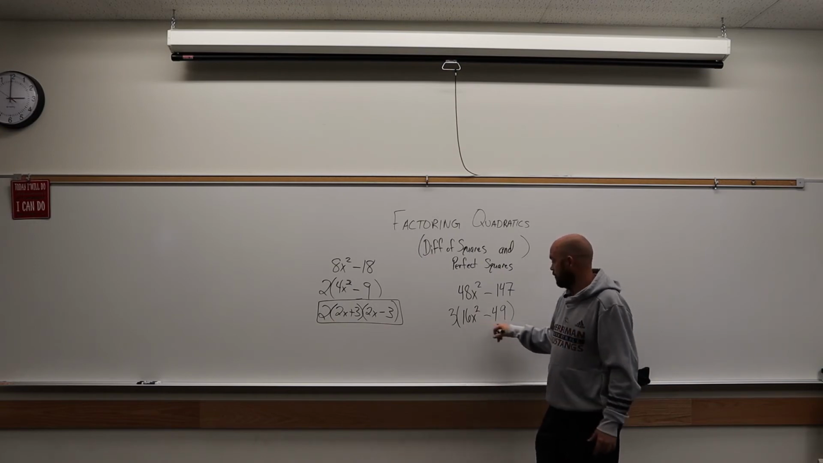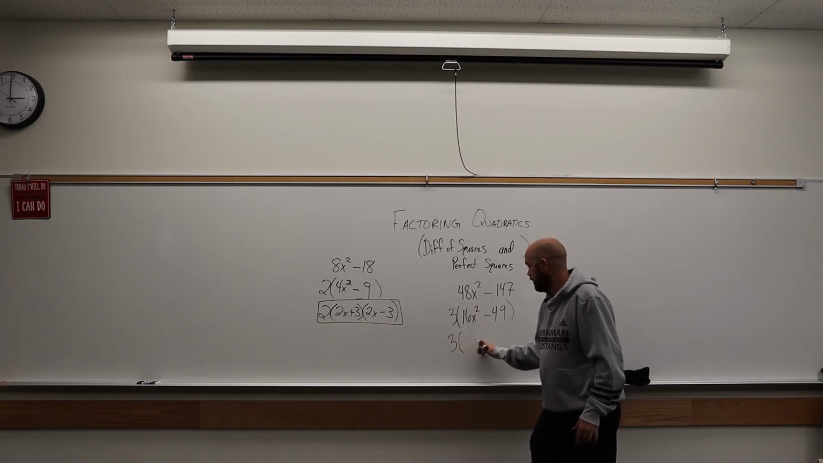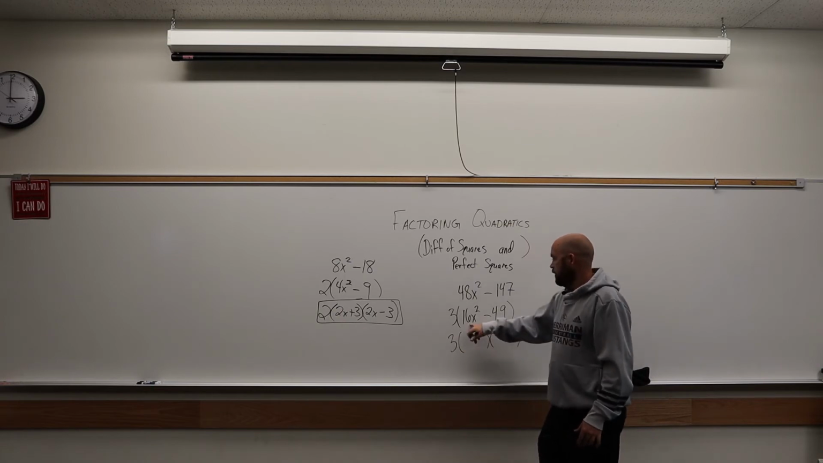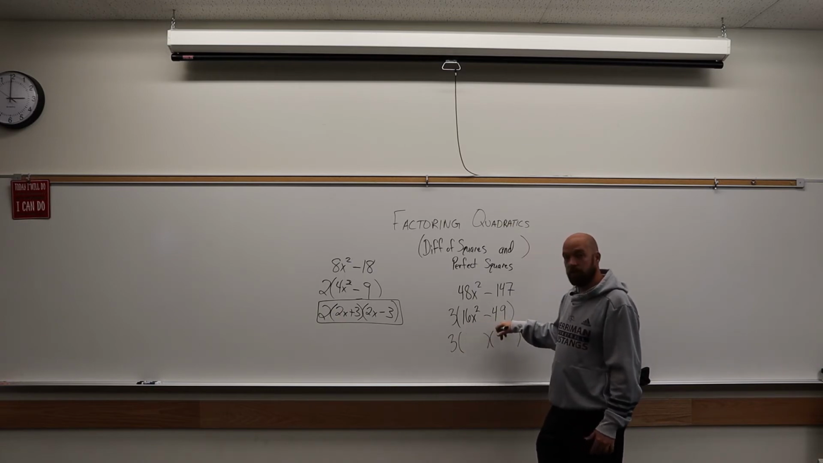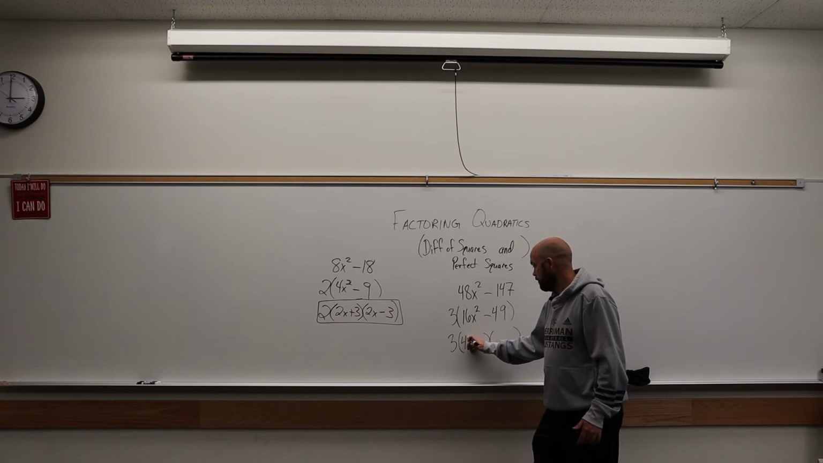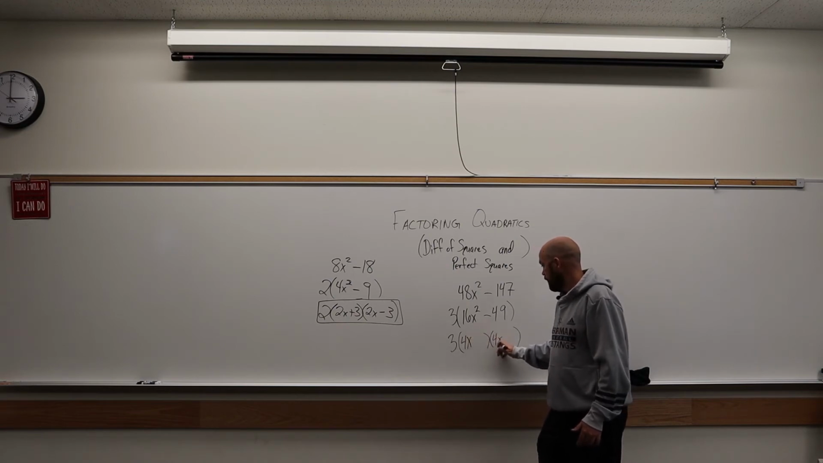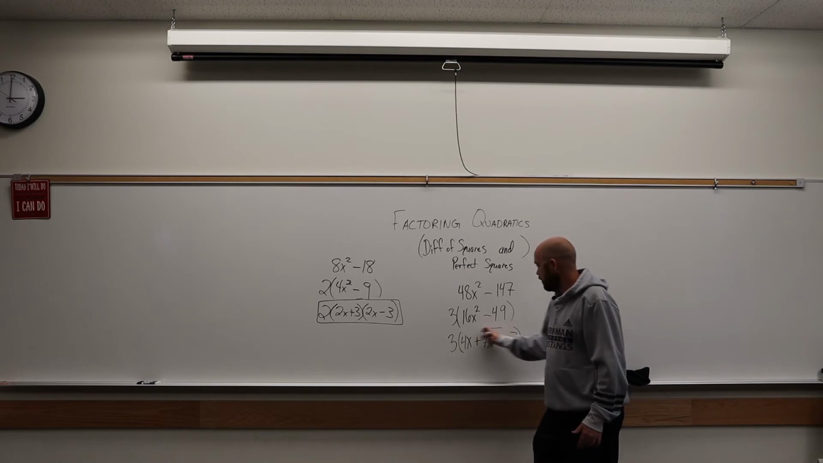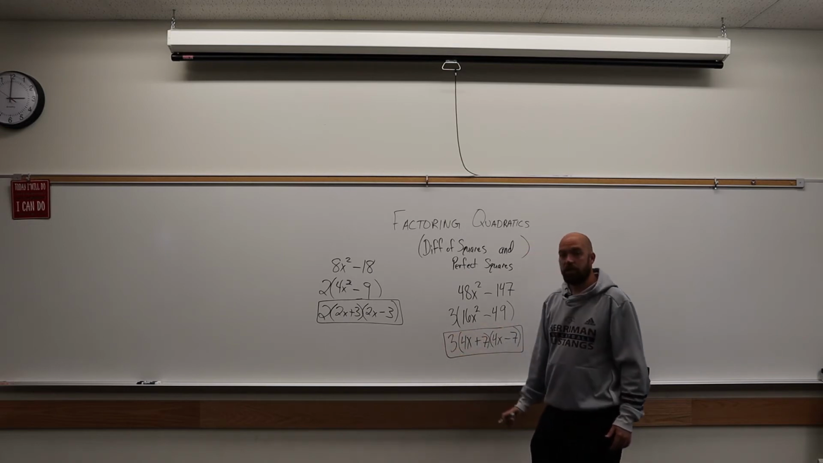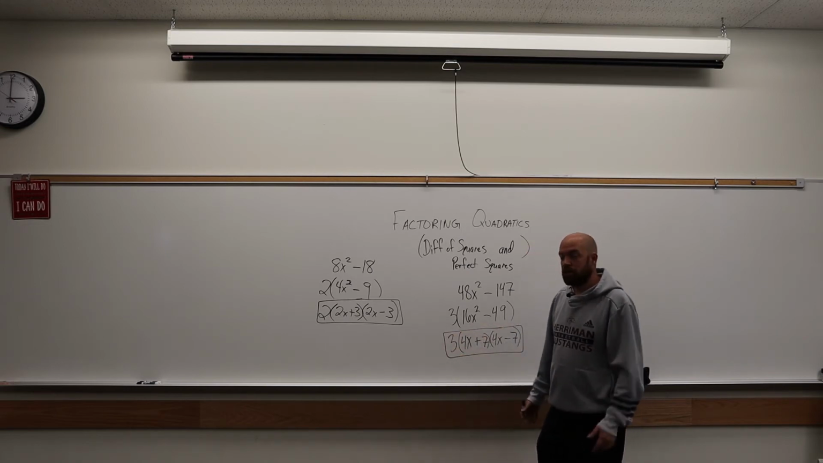Yes, I can. I can take the square root of those. So I have a 3 on the outside. Square root of that is 4x. Square root of this is 7. So that means I have a 4x and a 7. One of the answers is positive. One of the answers is a subtraction. And there we go. Pretty slick shortcut.